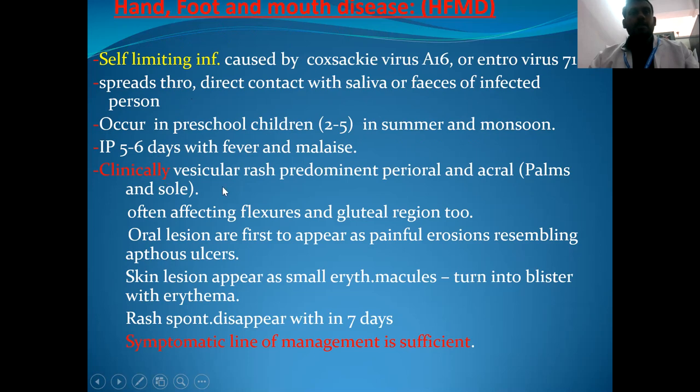Clinically, you can see a vesicular rash with a predominantly perioral and acral distribution, involving the palms and soles. Often, it can also affect the gluteal region as well as the flexures. Oral lesions are the first to appear, and they will be painful, resembling herpes ulcers. Then skin lesions will appear as small edematous macules, which turn into blisters. The rash will spontaneously disappear within seven days.